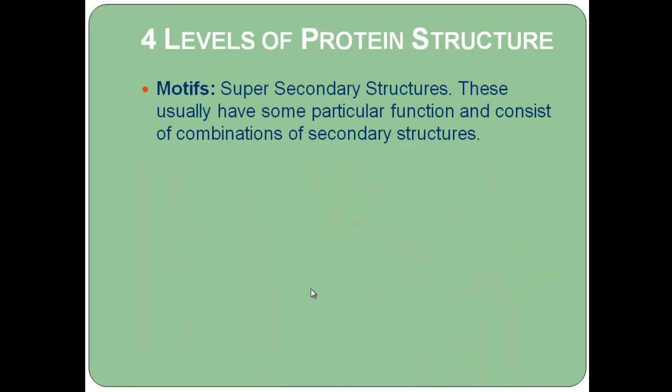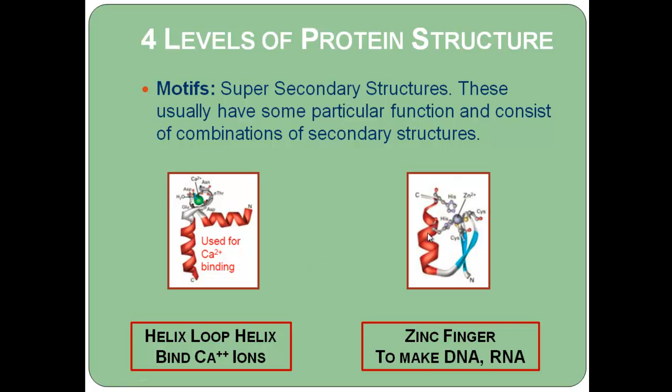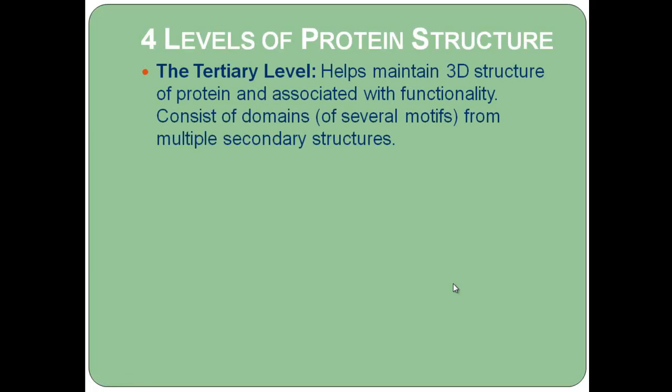Before we move to tertiary structures of proteins, let's take a close look at motifs that are actually super-secondary structures. These usually have some particular function and consist of combinations of secondary structures. For instance, the helix-loop-helix comprises two alpha helices that are looped together. So in this case, the two alpha helices loop together to form a binding site for calcium ions. Another example is the zinc finger that consists of an anti-parallel beta sheet and an alpha helix that aids in RNA and DNA preparation.